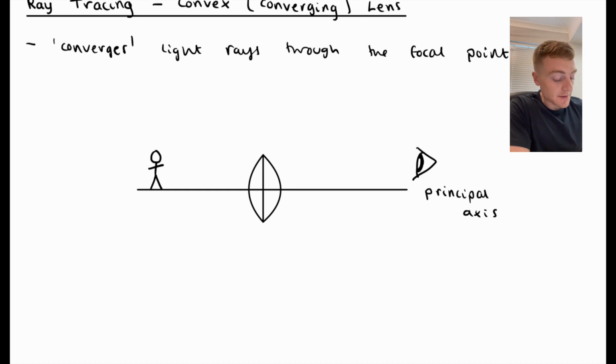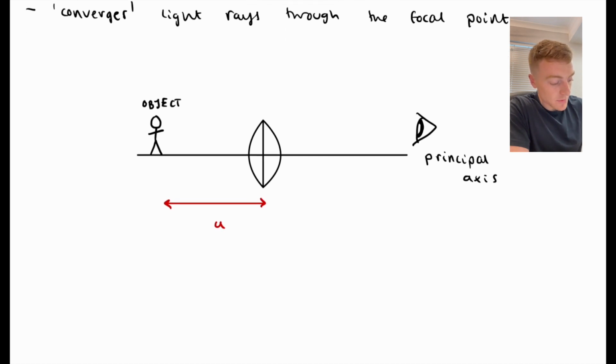Okay. Now, the distance from the object, so let's label that object, from the lens is what we call the object distance. And that's always labeled as U. So we've got U is our object distance.